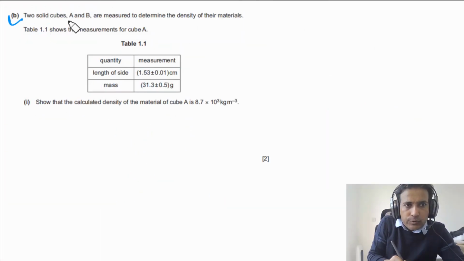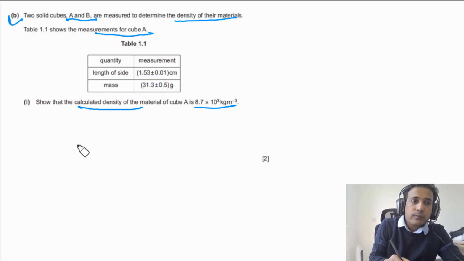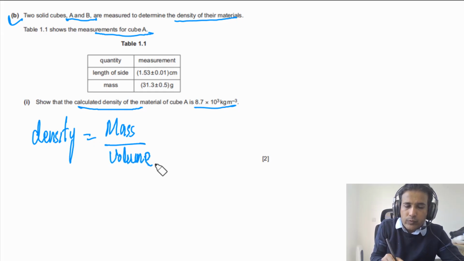Part B says two solid cubes A and B are measured to determine the density of their materials. Table 1 shows the measurements for cube A. For part B1, show that the calculated density of the material of cube A is 8.7 times 10 to the 3 kilograms per cubic meter. First of all, we need to understand how we can calculate density. Density is equal to mass over volume. So always write down the equation first.